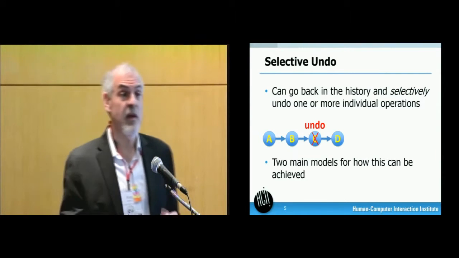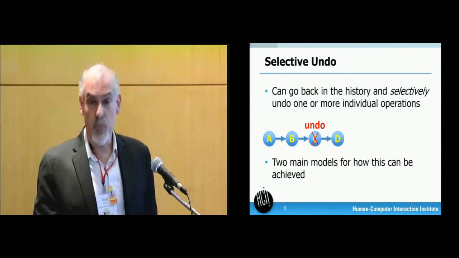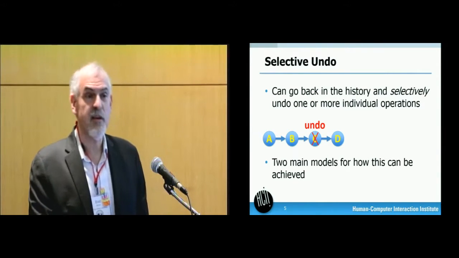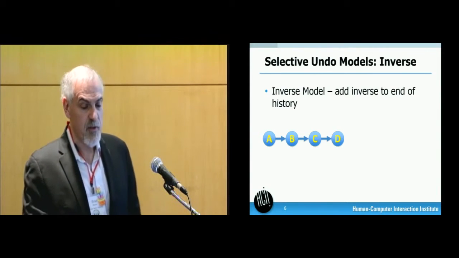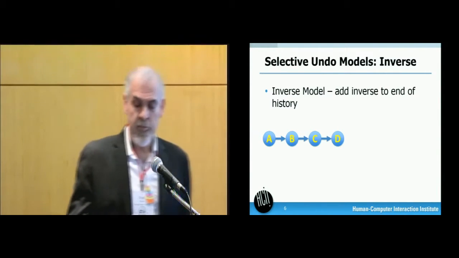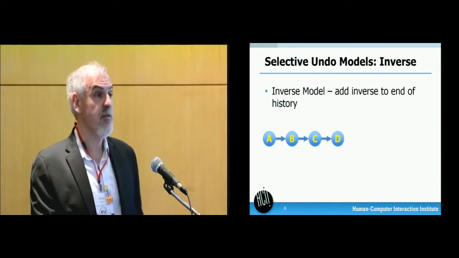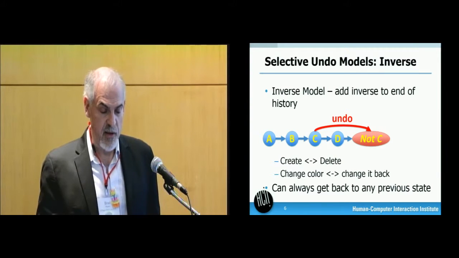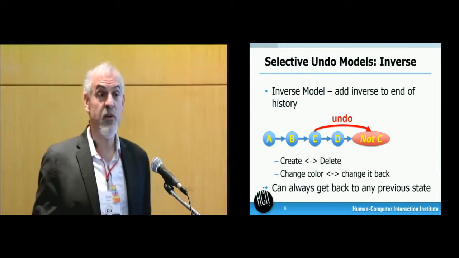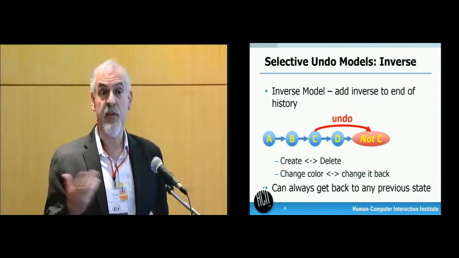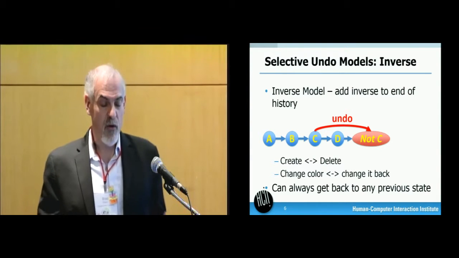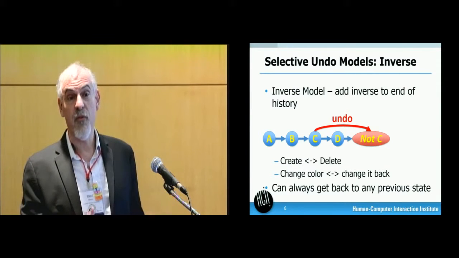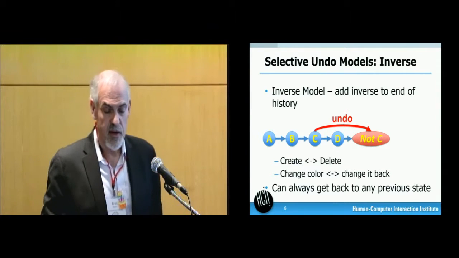It turns out there's two basic models that have been explored. There's a bunch of other ones that no one likes, but there are two models that are relatively successful. The most common is what's called the inverse model, and that's where you take the reverse of the operation you don't like and do it now, or do it at the end of the history. So the idea is that if C was the create of an object, then the not C would be the delete of that same object. Or if C is change color, then not C would be change it back. And so you just do the reverse of the operation in the current context.